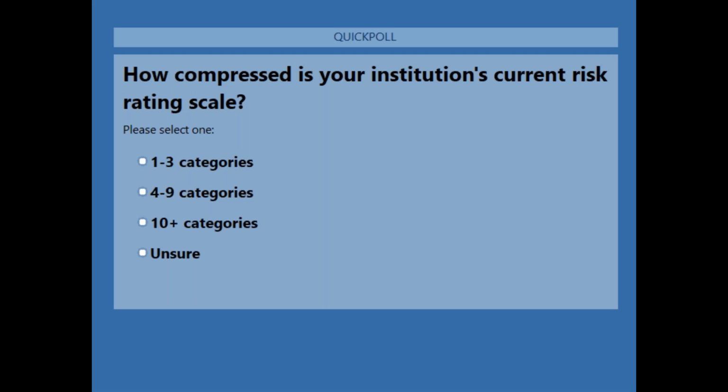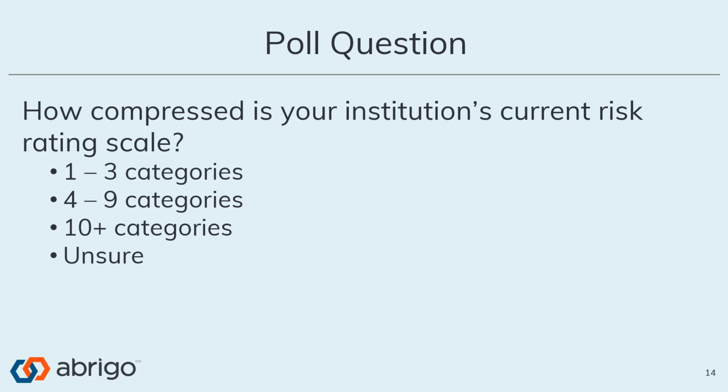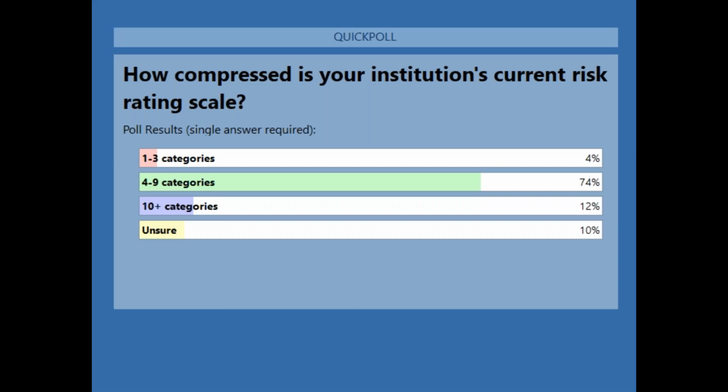All right, we still got responses coming in here. All right, I'm gonna go ahead and close it off here and let's take a look at what everyone said. So overwhelmingly, 4 to 9 categories, Rob, at 74%, and then I think next highest is 10 plus at 12%. Yep. Yeah, and that's great.